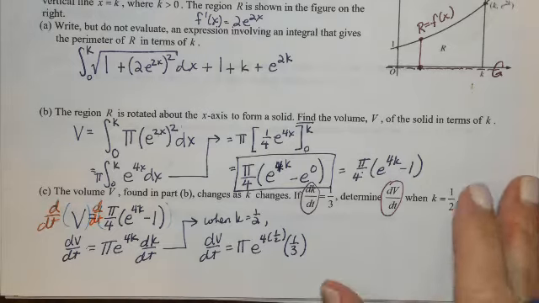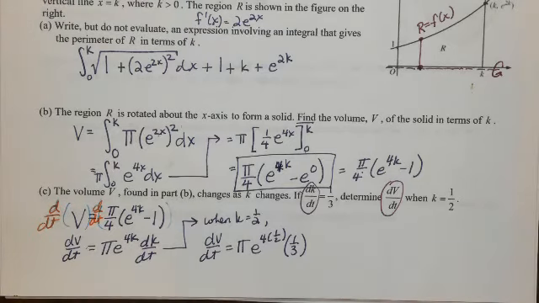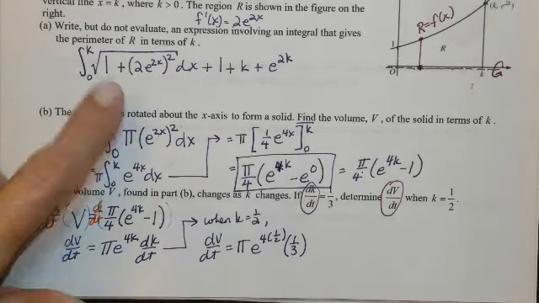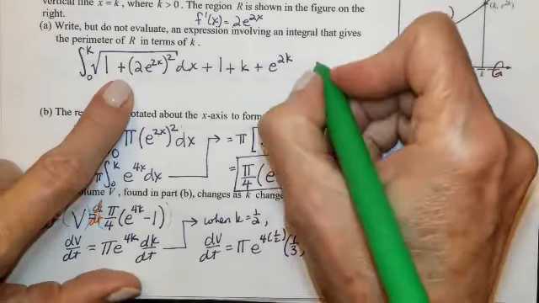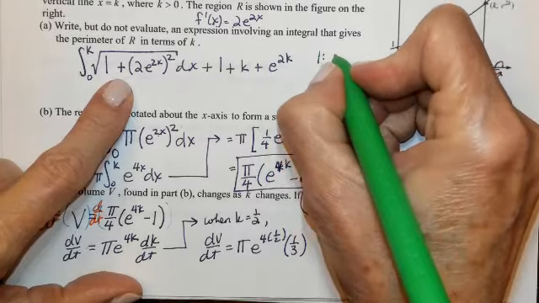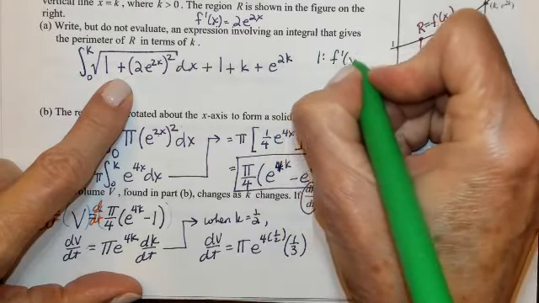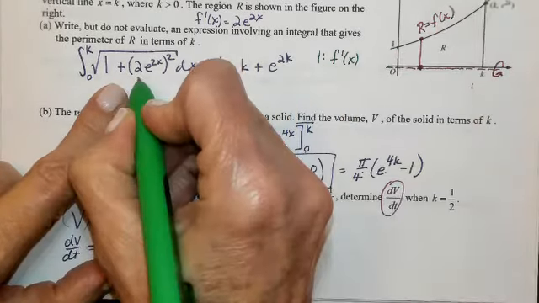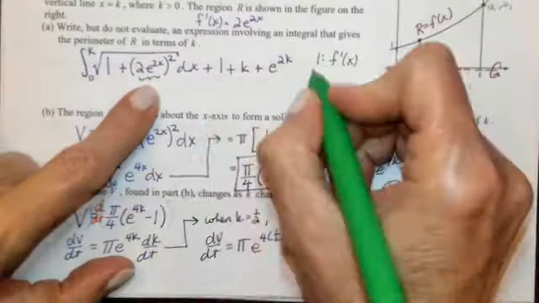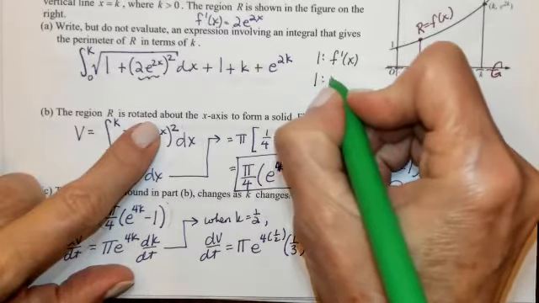Let's take a look at how this was graded. In part A, when they graded this, they awarded 1 point for f prime of x. So 1 point right here for f prime of x. 1 point for the integral.